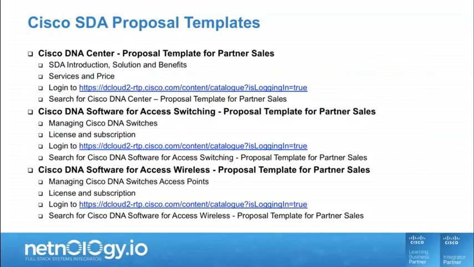Another very important piece of information is around SDA proposal templates. When you're working with your customers, check these 3 proposal templates out: for the DNA Center, for the DNA software and access switching, and DNA software for access wireless. Cisco has made some really nice proposal templates, which will be very useful and give you a jump start when you're putting that proposal together for your customer, helping your account teams.